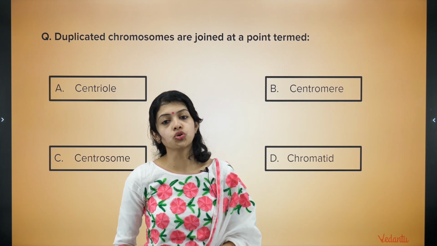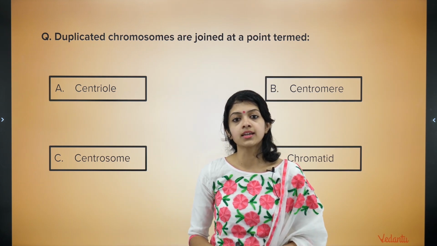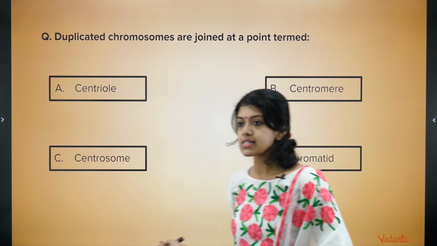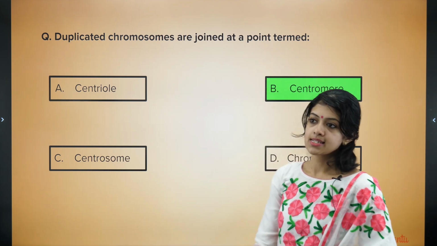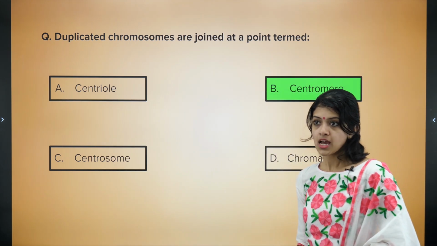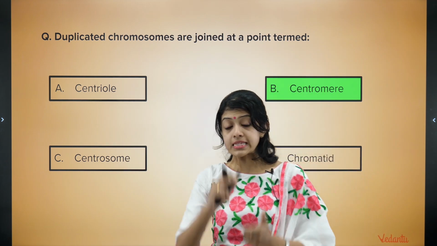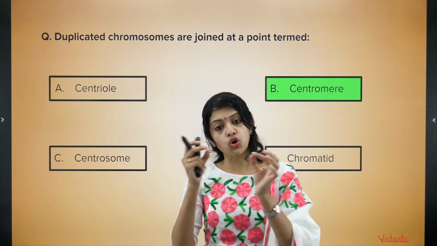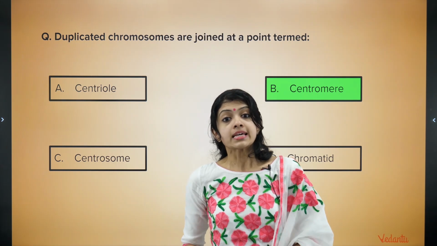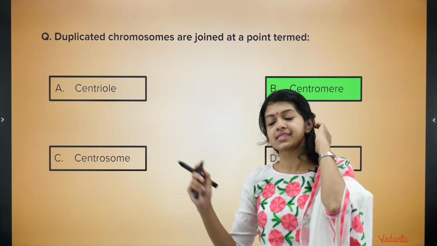3, 2, 1, go. And the correct answer is centromere, right? Duplicated chromosomes, I mean sister chromatids, are joined at the point that we call centromere, right? That is the correct answer.